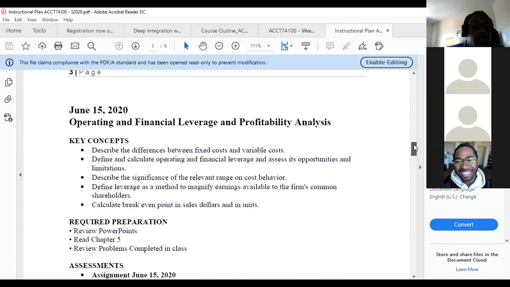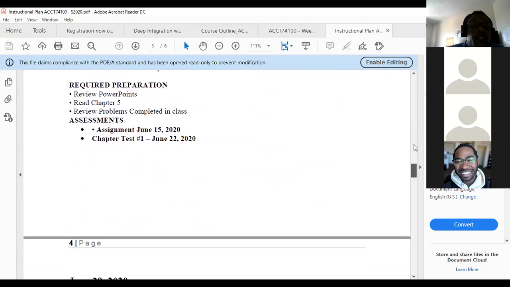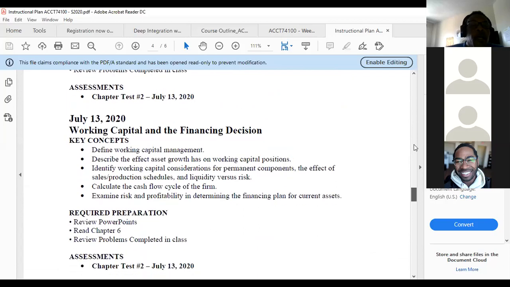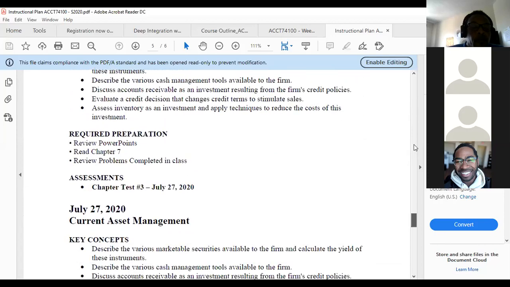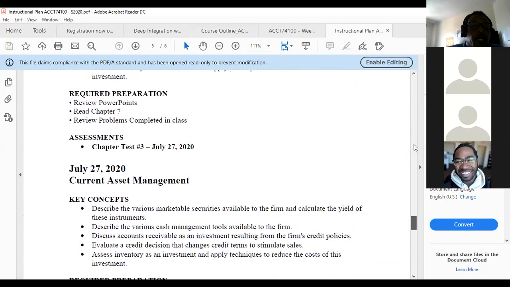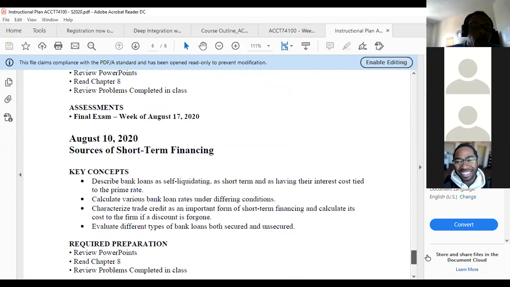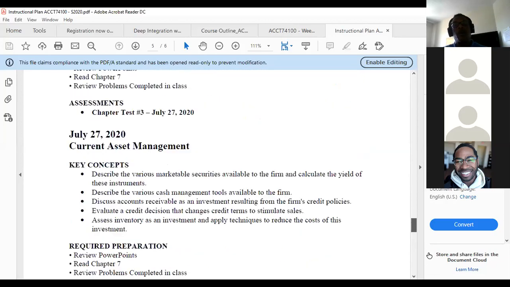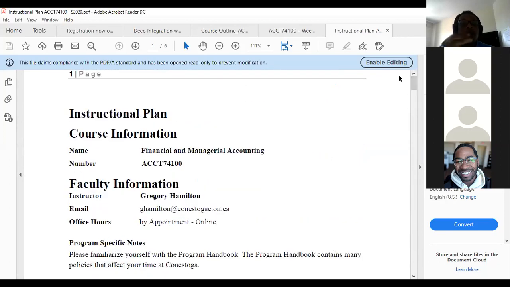And assignment number one will be June second. Your assignment is June 15th. Test June 22nd. Your second test will be July 13th. Your third test will be July 27th, and then we have a final week, which is week 15, the week of August 17th. So all the details are here in your plan. Any questions with regards to any of those?